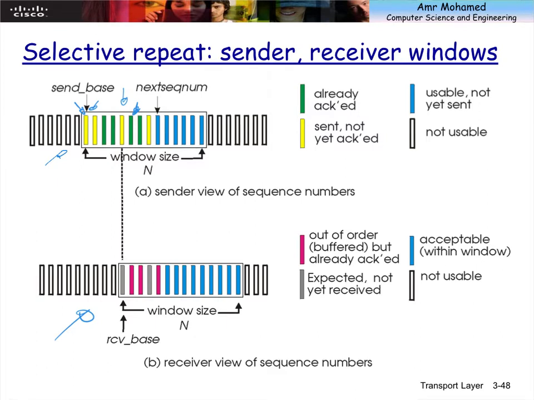That's a very interesting situation that we did not have before in the case of Go-Back-N. So here I have three types of segments. Segments sent, not yet acknowledged. Segments sent and acknowledged. Segments not sent at all. And I have to maintain a state for each segment.